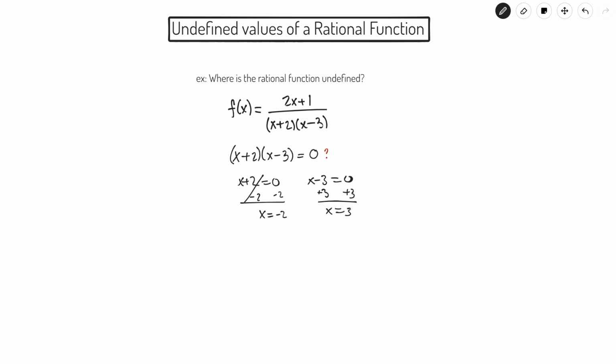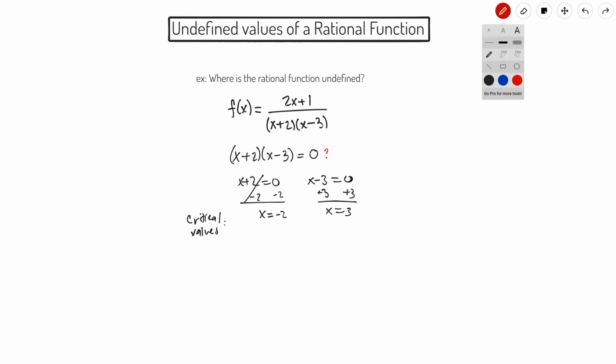So what are these values? We like to call these critical values because they're very important. These are two different x values on the real number line in which I can never plug these values into my function here because it'll make the denominator 0.